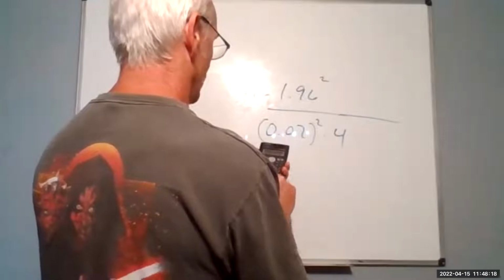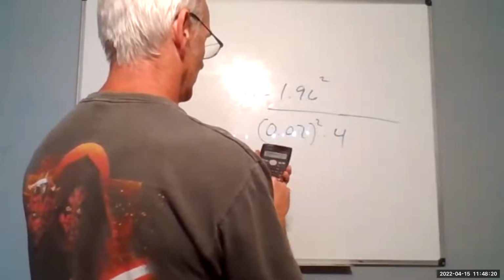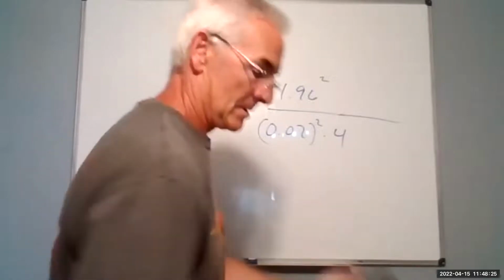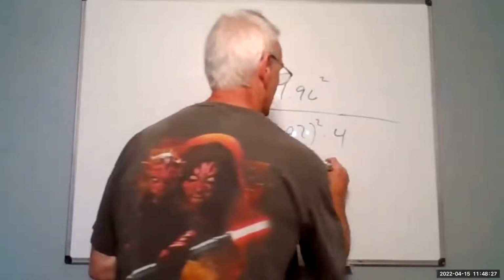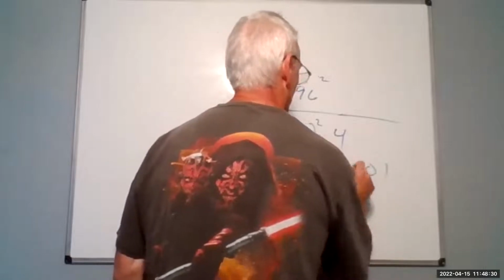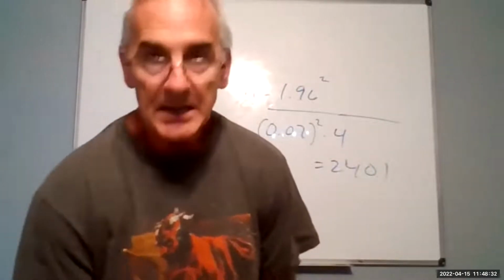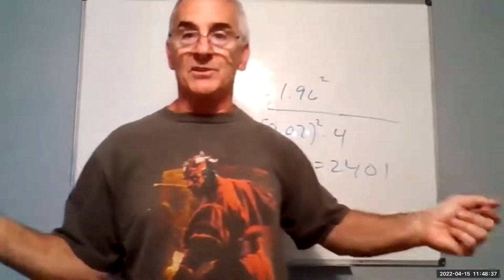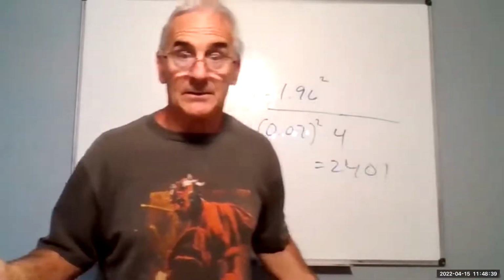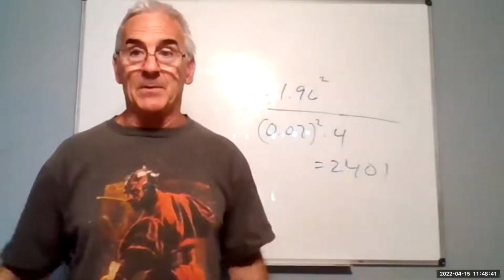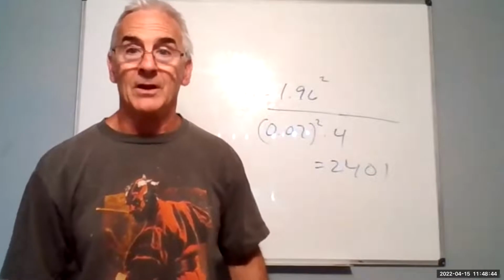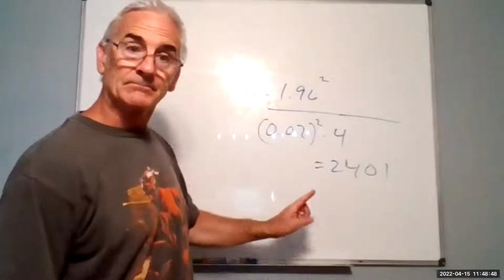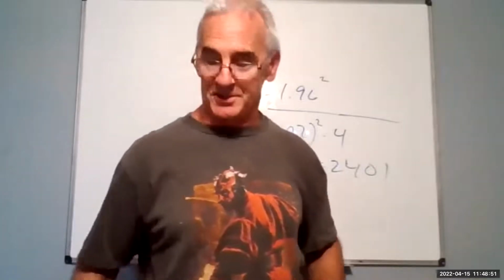Okay, so let's do this. 1.96 squared over 0.02 squared. I get exactly 2,401. If I want to go out and survey the customers at this restaurant, but I have no idea what they're going to do, and I have no idea how many to ask because I've never asked them before, then if I want to make my error no more than 2%, I need to ask at least 2,401 customers.